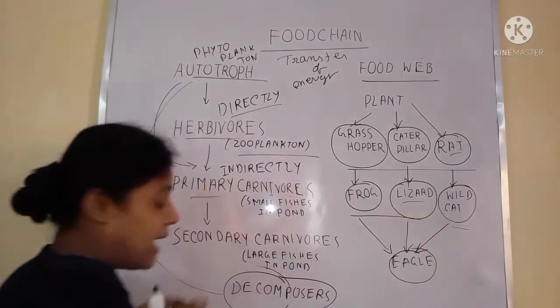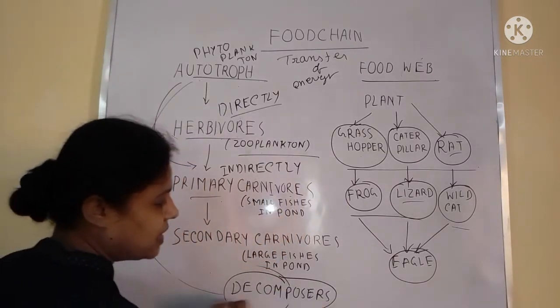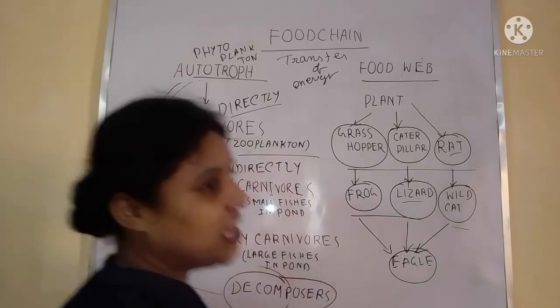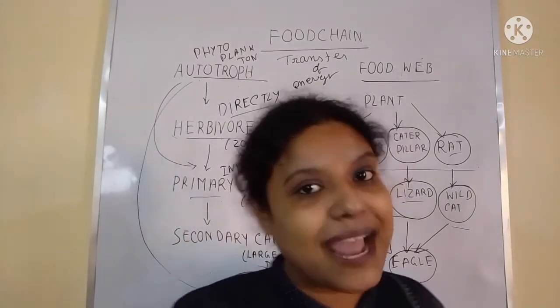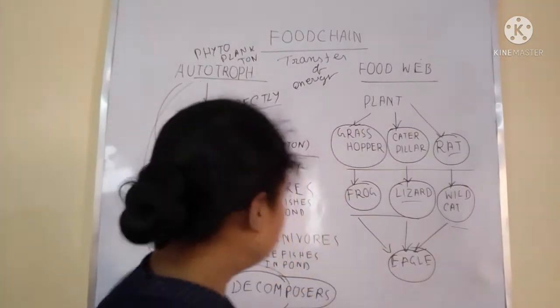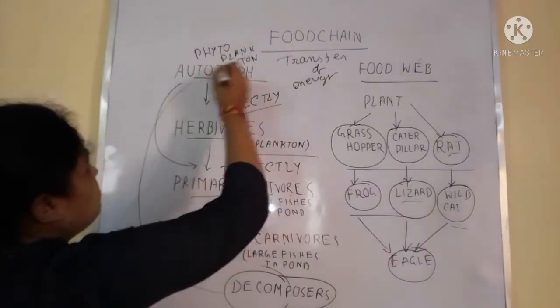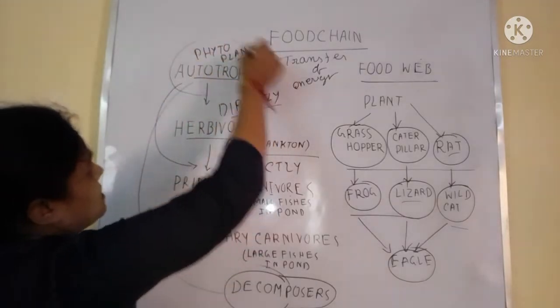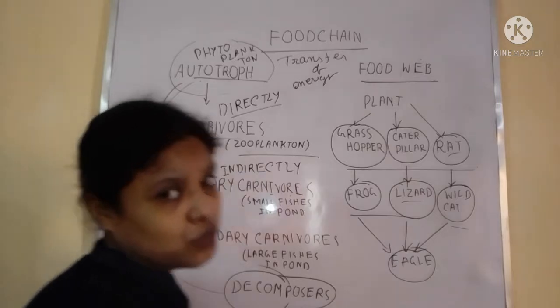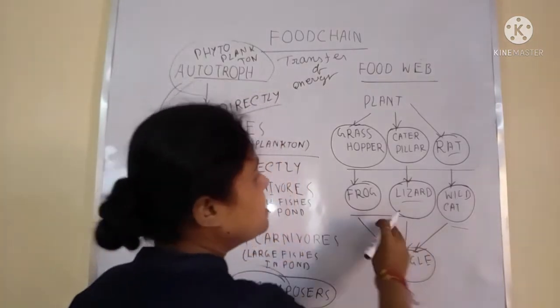And at last decomposers will change the plant body or animal body into minerals. These minerals are again taken by the autotrophs for producing the food or glucose. And this is the food web.